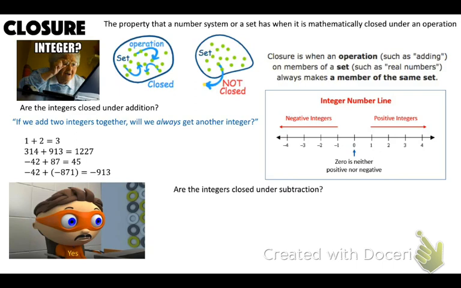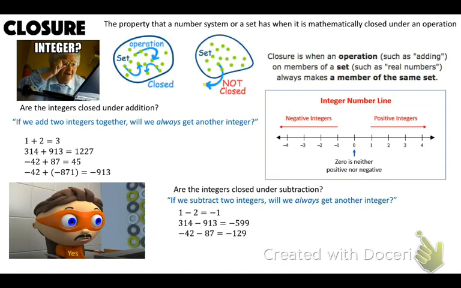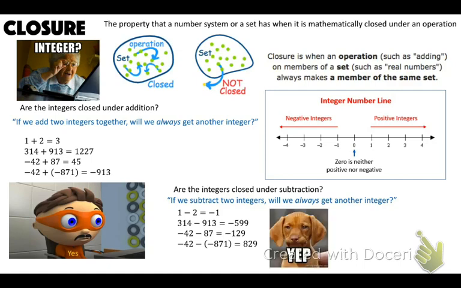Are they closed under subtraction? Well, let's check. So if we subtract two integers, will we always get an integer? And the best way to do this is to just check. So 1 minus 2, I get negative 1. That's an integer. 314 minus 913, I get negative 599. Yep, that's an integer. Negative 42 minus 87 is negative 129. Yep, still an integer. Negative 42 minus negative 871 equals 829. It's actually a positive because remember, a negative minus a negative is a positive. Still an integer. So, yep, the integers are closed under subtraction.